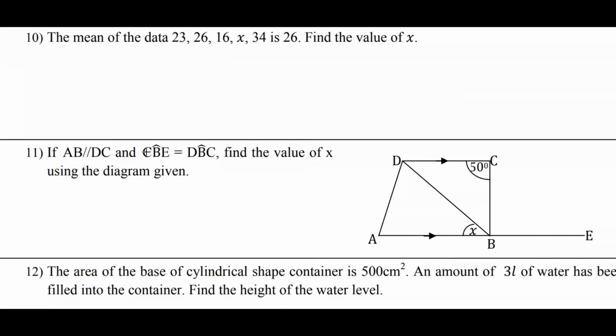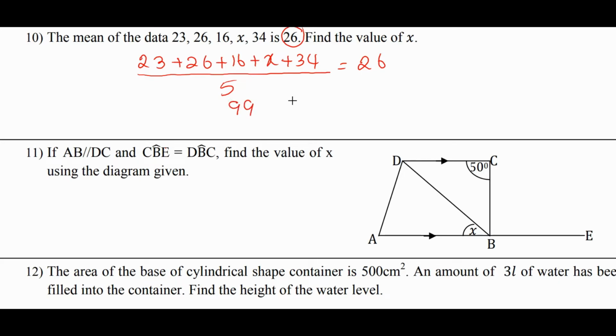Let's try question number 10. The mean of the data 23, 26, 16, x, 34 is 26. Find the value of x. We know mean can be written as 23 plus 26 plus 16 plus x plus 34 divided by the number of items. Here the number of items is 5, and we know the value of the mean is 26, equals 26.